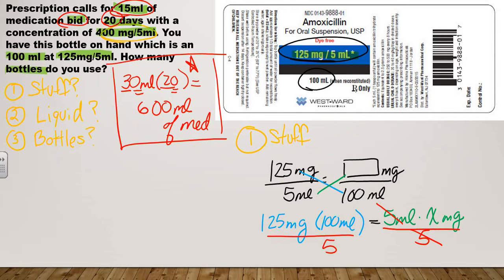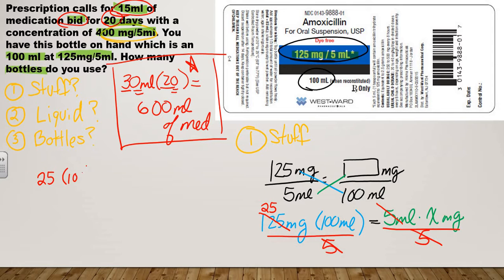I know that 5 goes into 125. That's like $1.25. You ask yourself, how many quarters are in $1.25? And I know there's 5 quarters in there. So 5 goes into 125 25 times.